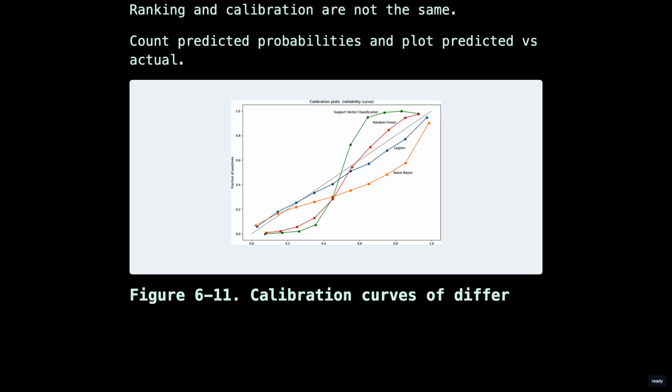Different models can rank examples similarly while still producing very different probability estimates. This figure makes the gap visible by comparing each model's curve against the ideal calibrated line.